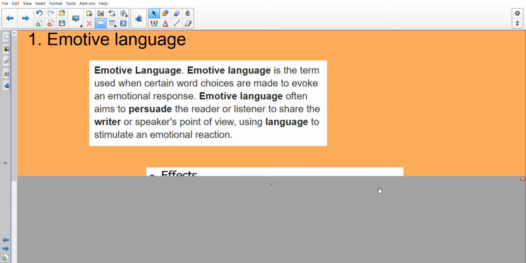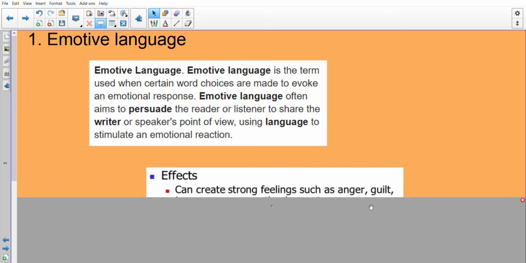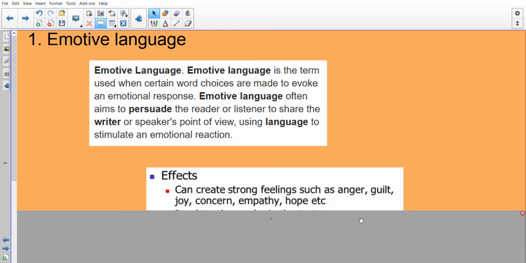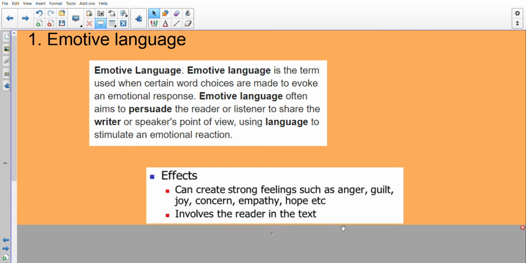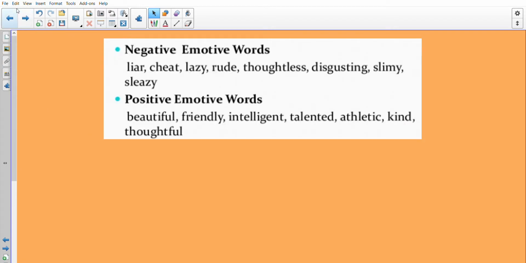Okay, so some of the effects can be to create strong feelings such as anger, guilt, joy, concern, empathy, hope. Okay, and it gets the reader involved in the text. So it sounds complicated, but it's not as bad as it sounds. So we can have negative emotion words. Could be, you know, in a story you might be describing someone as a liar, a cheat, lazy, rude, thoughtless. But we can have positive emotive words, can't we? Beautiful, friendly, intelligent. You can read the rest of those.